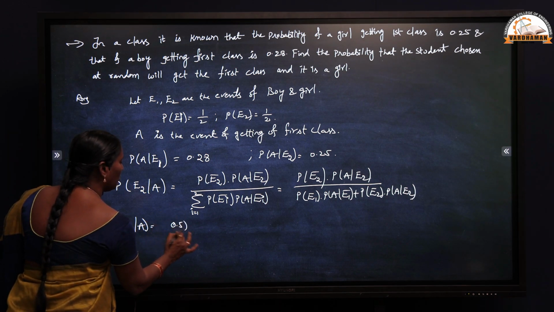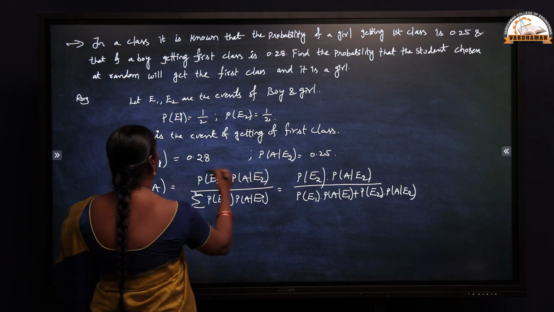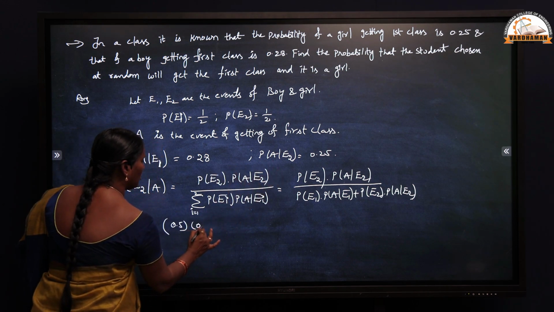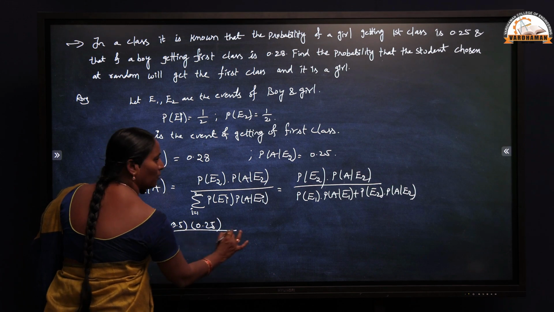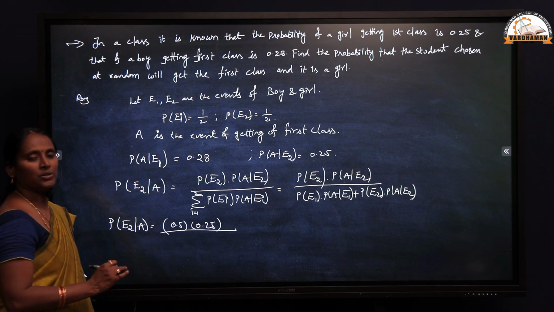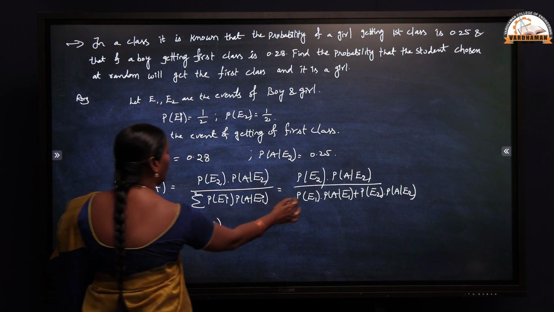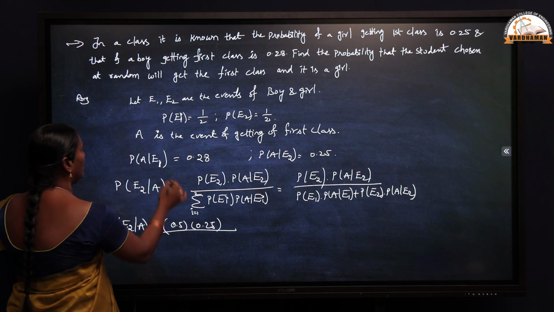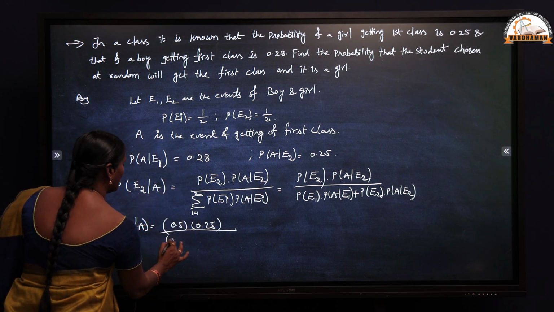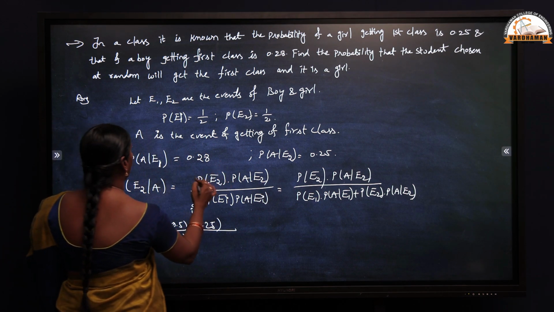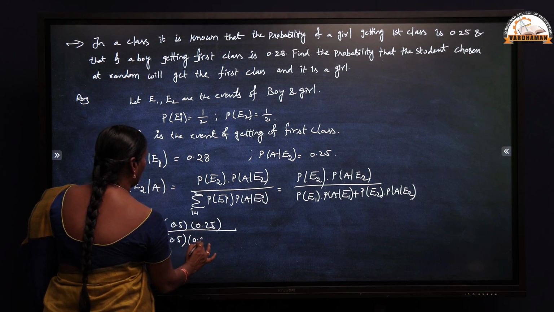1 by 2 is 0.5. A given E2, what is A given E2 here? It is 0.25. So 0.5 into 0.25. So what next here? E1 into A given E1. What is E1 here actually? E1 is 0.5. A given E1, what is A given E1?